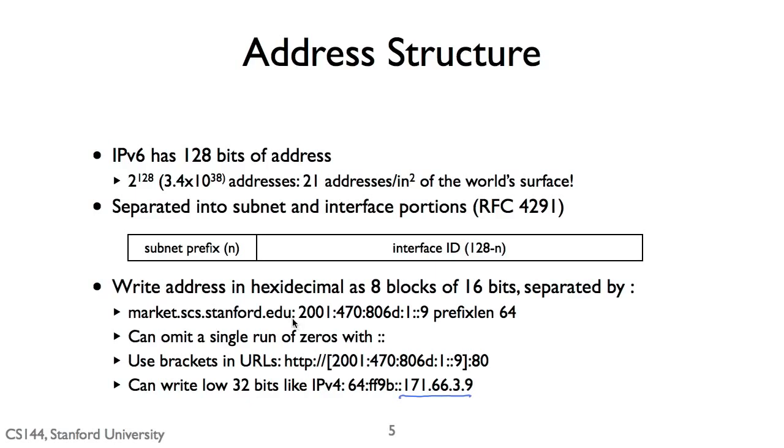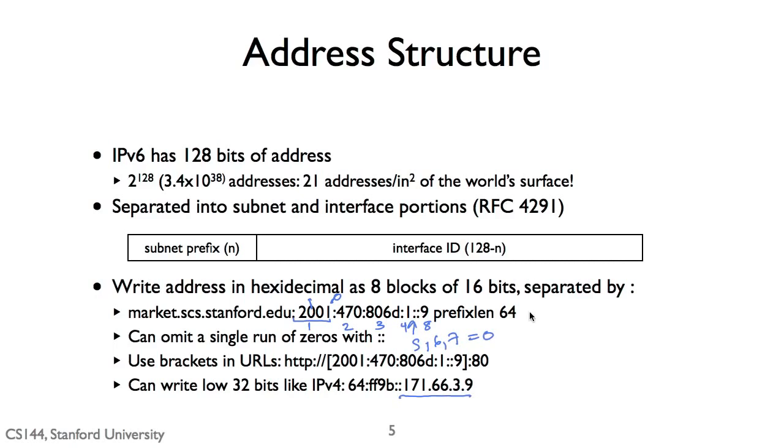So here's 16 bits. This is 2 hexadecimal. There's 2 zeros, 0, 1. And here's the second. There's a leading 0 here, which has been elided, 0470, 806D, 1::9. If you have a long run of zeros, you can omit a single run of those with ::. So what this is really saying is, here's our first block, here's our second block, here's our third block, here's our fourth block, this is our eighth block. The fifth, sixth, and seventh are all equal to 0.